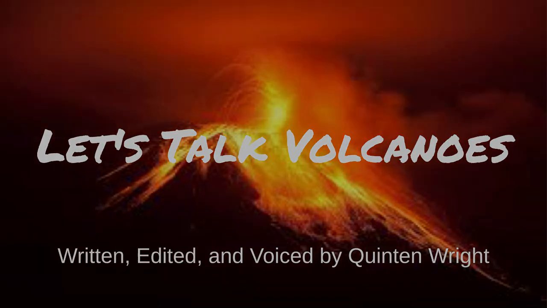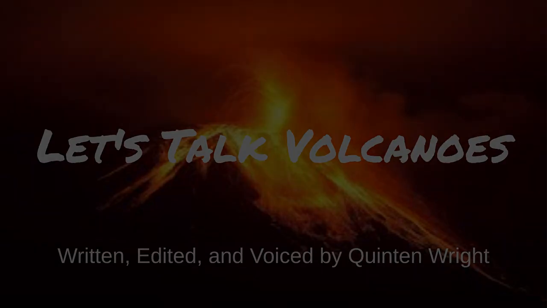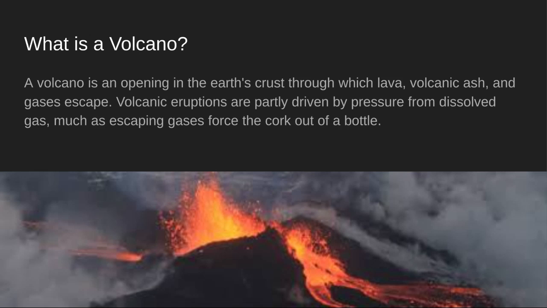First, let's define what a volcano actually is. A volcano is an opening in the Earth's crust through which lava, volcanic ash, and gases escape. Volcanic eruptions are partially due to pressure from dissolved gases, much as escaping gases force the cork out of a bottle.